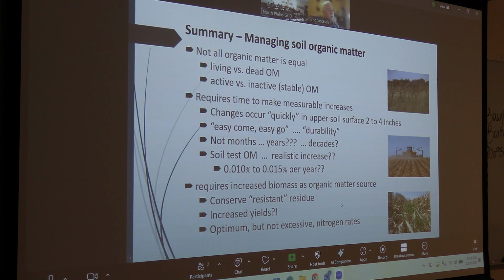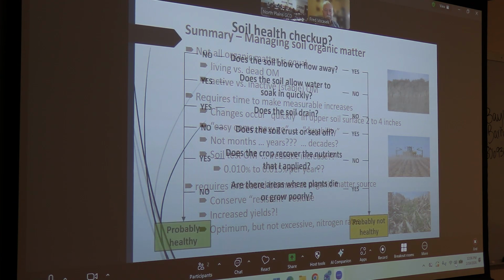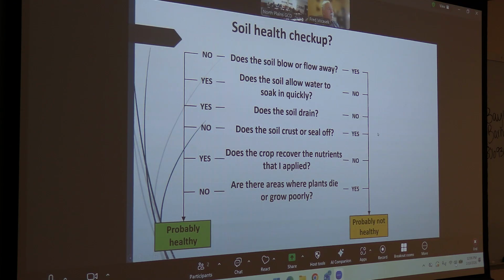Now I'm going to wrap it up here in this session with the soil health checkup. A fellow by the name of Andrew McGuire at Washington State put this ladder together. I really like it because I know there's a new NRCS program out where they're testing for soil health. I don't know the details, I just know that it's fairly recent. But anyway, these are some questions that you can ask, okay?